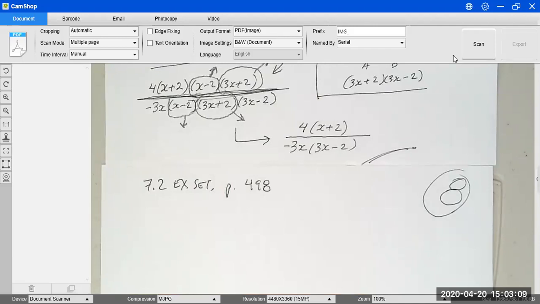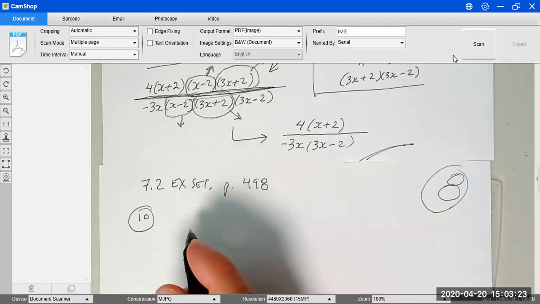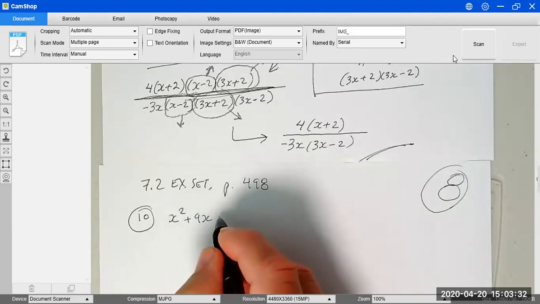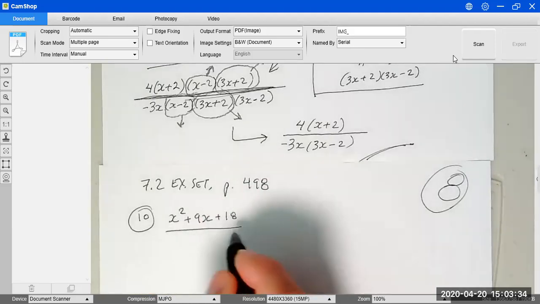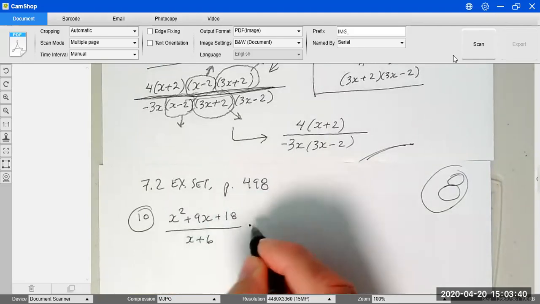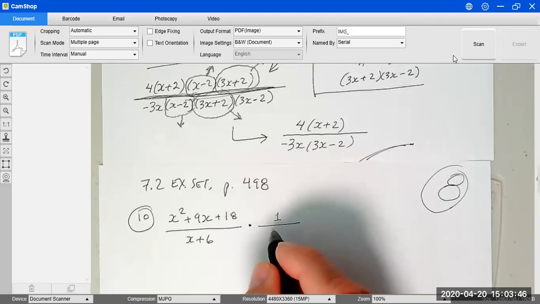So I want to give you problem 10. You're going to multiply. Problem 10 is just x squared plus 9x plus 18 over x plus 6, and this rational expression is multiplying 1 over x plus 3.